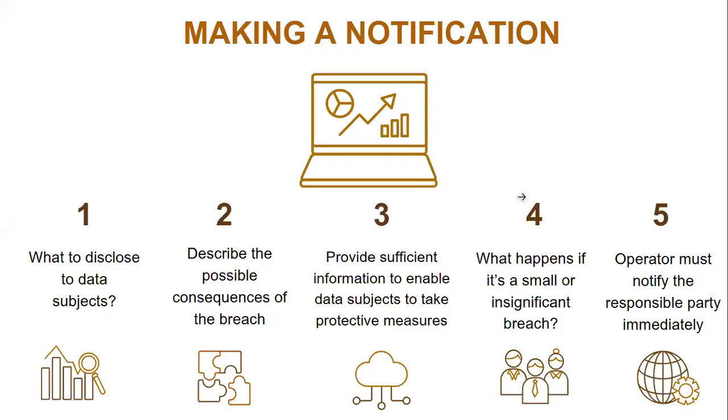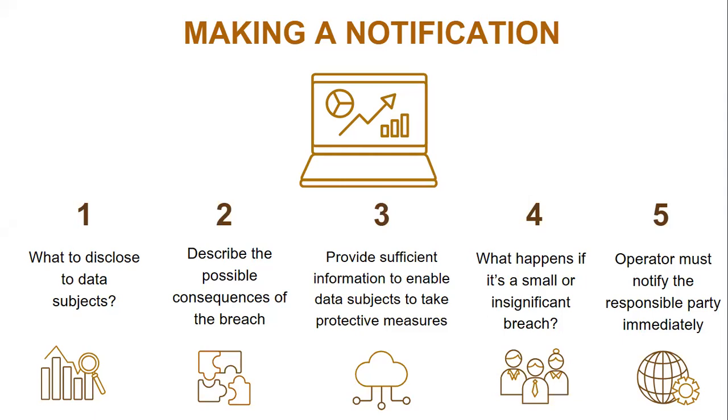Okay. So in making a notification, you need to know what to disclose to data subjects. You must describe the possible consequences of the breach, and then provide sufficient information to enable the data subject to protect themselves. With the example of the bank saying, okay, your account number has been accessed, make sure that you never give away your personal information, never give away your OTP when somebody calls you over the phone. And then what happens if it is a small or significant breach?